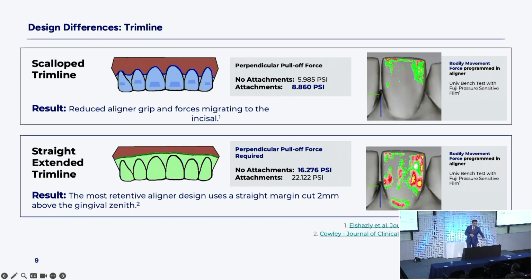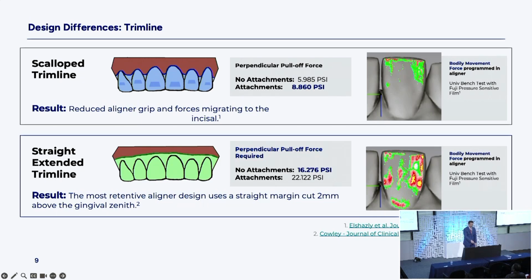Okay, so your straight extended trim line with no attachments has a beautiful amount of pull-off force, so very retentive, excellent grip. But where's the contact? That's the right side. The scalloped trim line, all of a sudden you can see where's the contact on that tooth. It's in the incisal half and very light. Green, light contact, red, significant contact. Scalloped trim line only contacts the incisal half of the tooth predominantly, whereas the straight extended trim line, which is vacuum formed into the embrasures and the undercuts, it contacts that tooth with red from the gingival to the incisal, from the mesial to the distal.